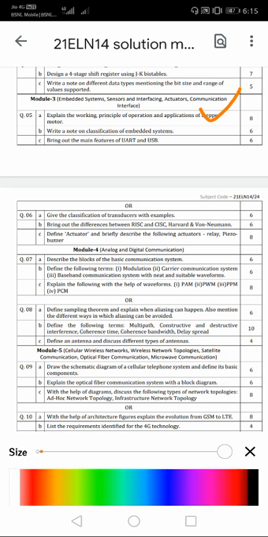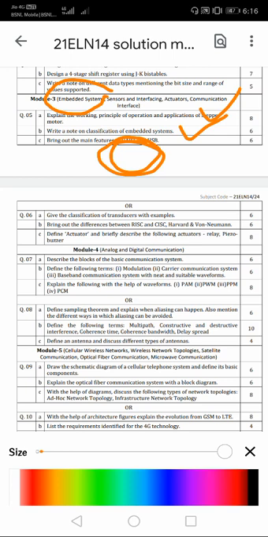Write a note on classification of embedded system. In the embedded system part, we have the classification, characteristics and all. And this is a definite question according to me. Bring out the main differences between UART and USB. And this is the least expected question from my side, so I will not give the guarantee for C.